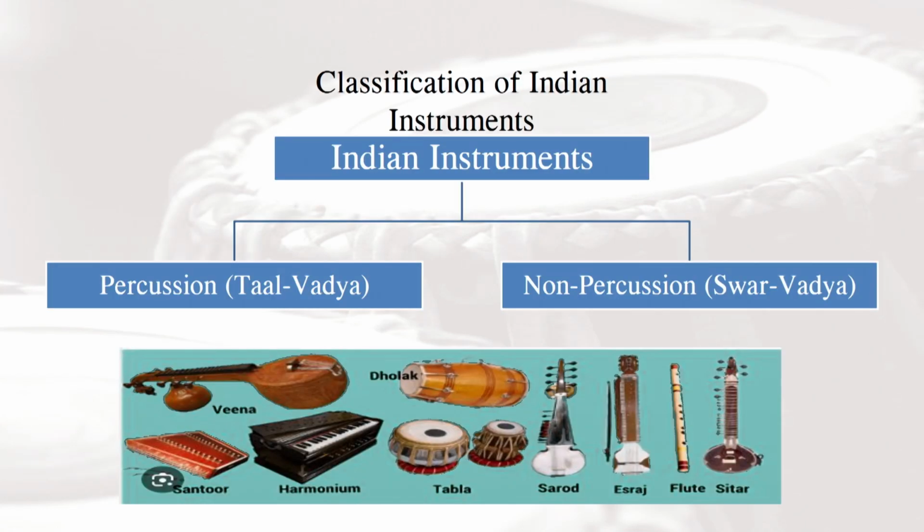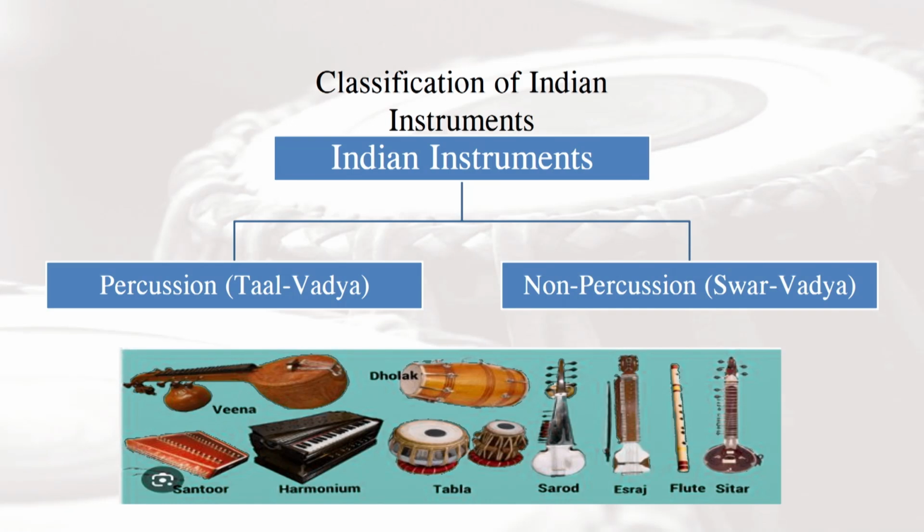We classify Indian instruments broadly into two major categories, that is percussion, talvadya, and non-percussion, which is swarvadya. You can see the picture where various instruments are being shown.